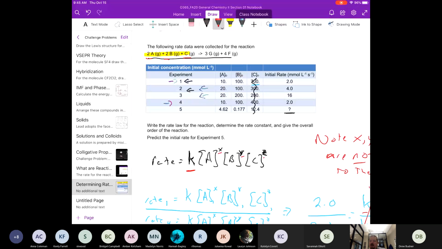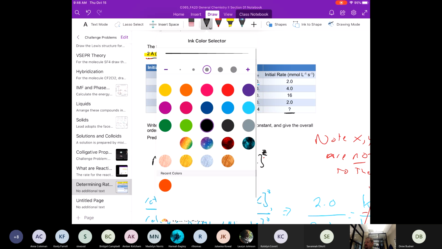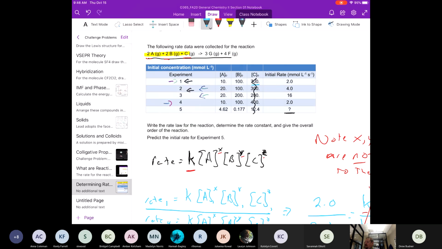Okay. So now we have the rate law, the rate constant, and the overall order, and we can actually substitute all those numbers in here. So we get rate is equal to 2.0 times 10 to the -5 millimolar to the -2, seconds to the -1, A to the 1, B to the 2, C to the 0 if we want. And the last thing we're asked to do is calculate the initial rate in experiment 5.